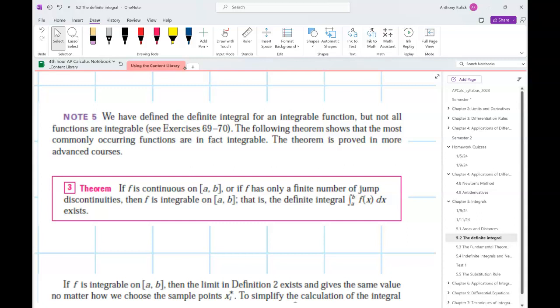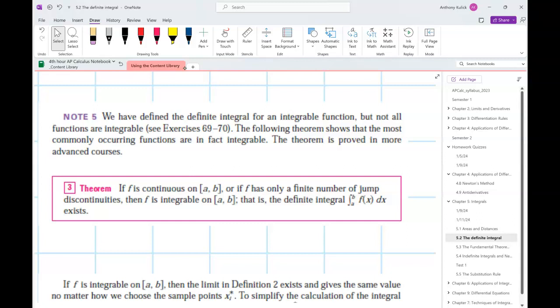On problem 69 or 70, I can't remember which one I assigned, it'll give you an example of this. The idea is just recognizing that, hey, this function has an infinite number of jump discontinuities, so it's not integrable. That's the trick to doing it. I'm going to tell you right now, you haven't actually seen a function like that. None of the things we use regularly have an infinite number of them.